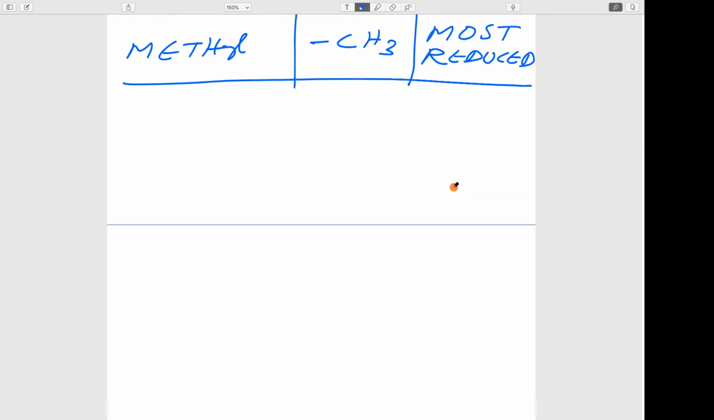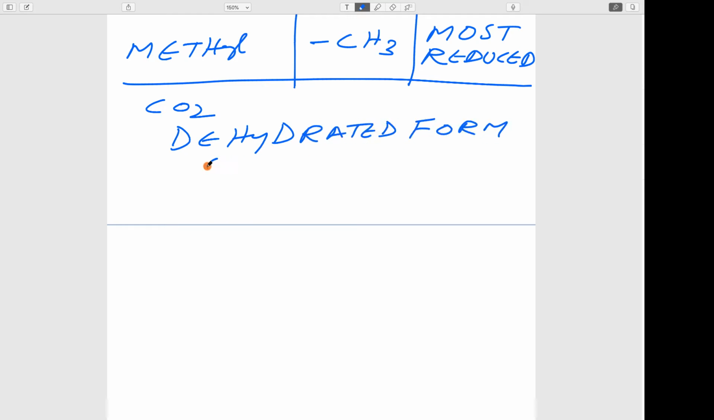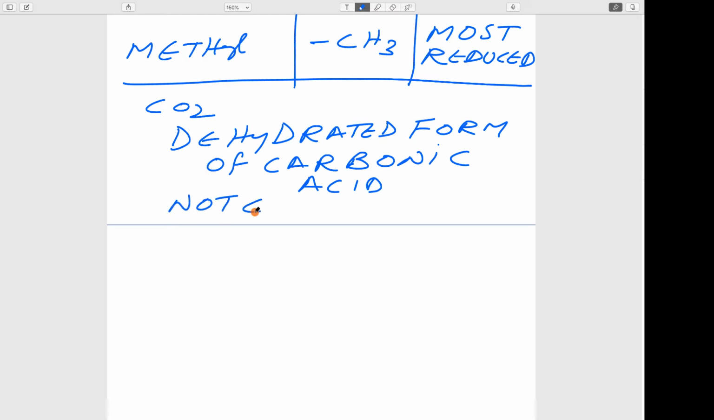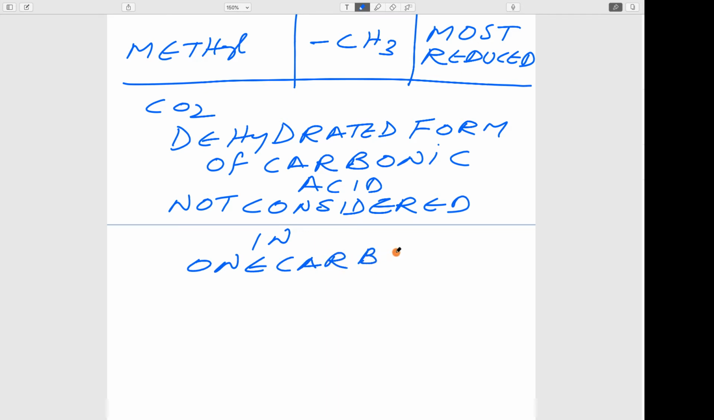Next, here we have CO2. First, I will talk about CO2. CO2 is the dehydrated form of carbonic acid. One thing is that it is not considered in the 1-carbon pool. In most of the books, it is not considered in the 1-carbon pool.